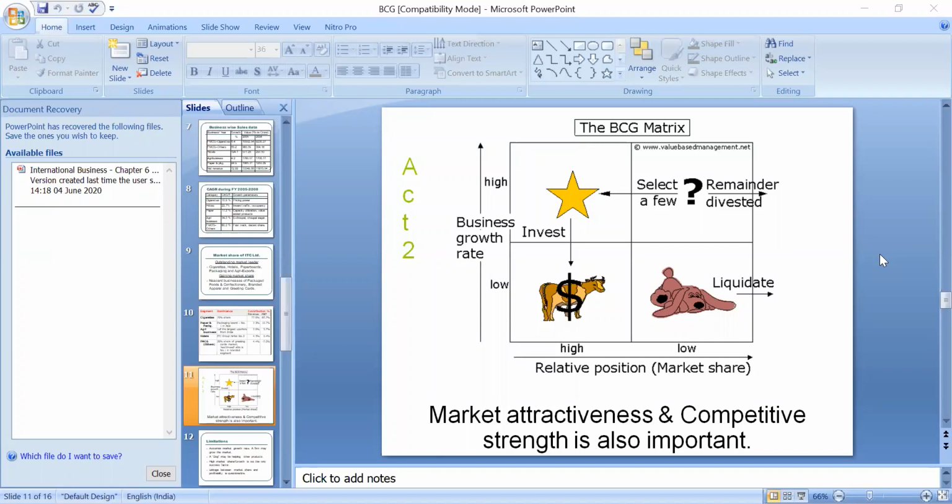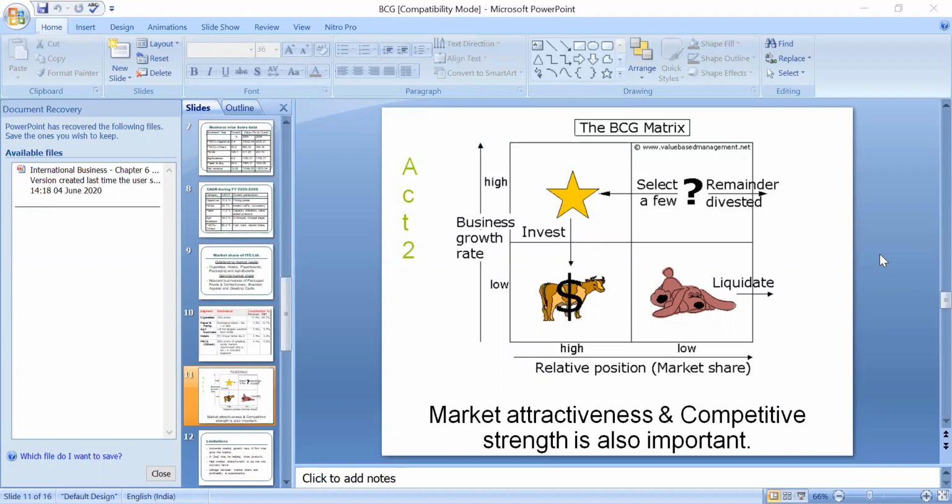You have to play an important role in developing that particular SBU, that particular industry you are envisaging in where you have got a better market share. That particular quadrant, what we call here is a star, where you have to invest.